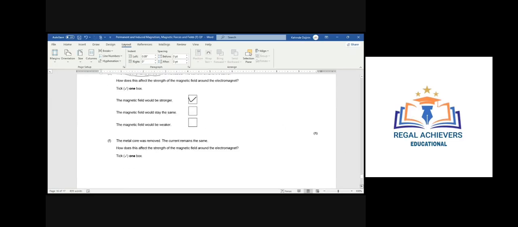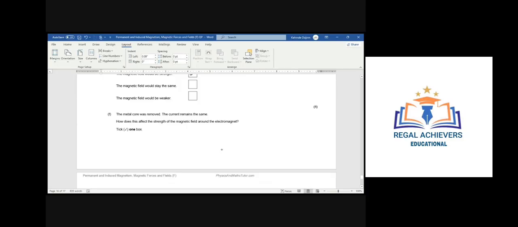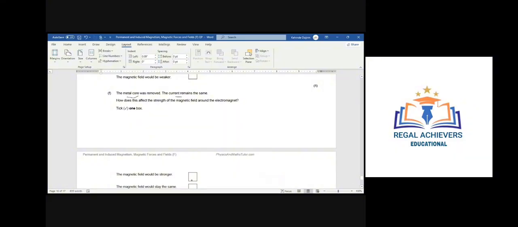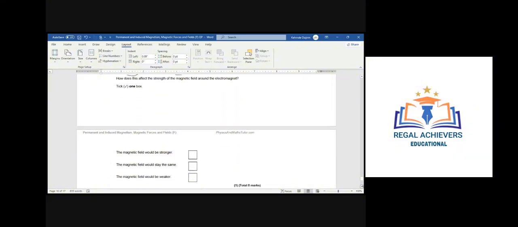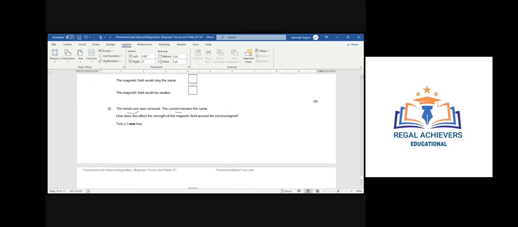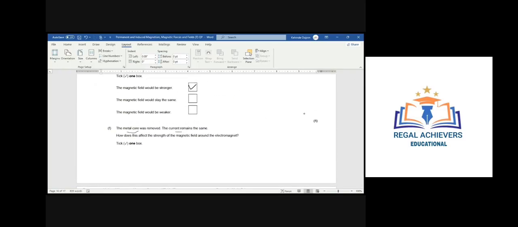Then the next question says, the metal core was removed and the current still remained the same. How does this affect the strength of the magnetic field around the electromagnet? It's going to cause the magnetic field to be weaker because the metal core is removed. Even if the current remains the same, with the metal core, which is iron, being removed, it's going to make the magnetic field around the electromagnet weaker.